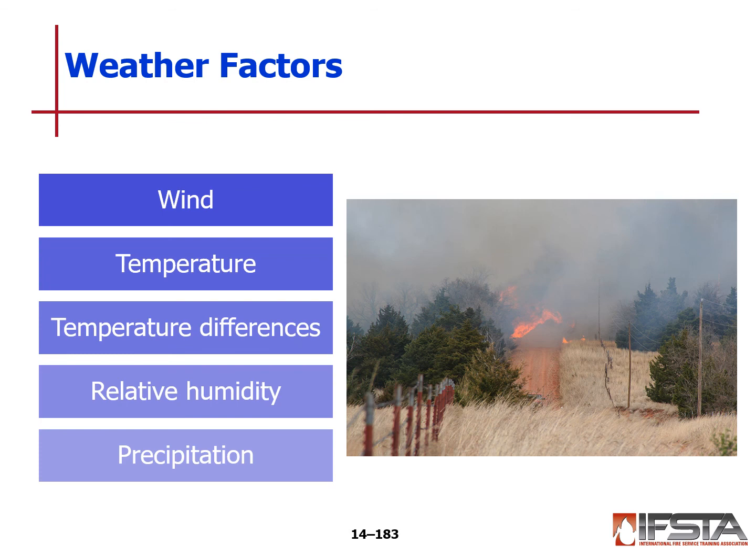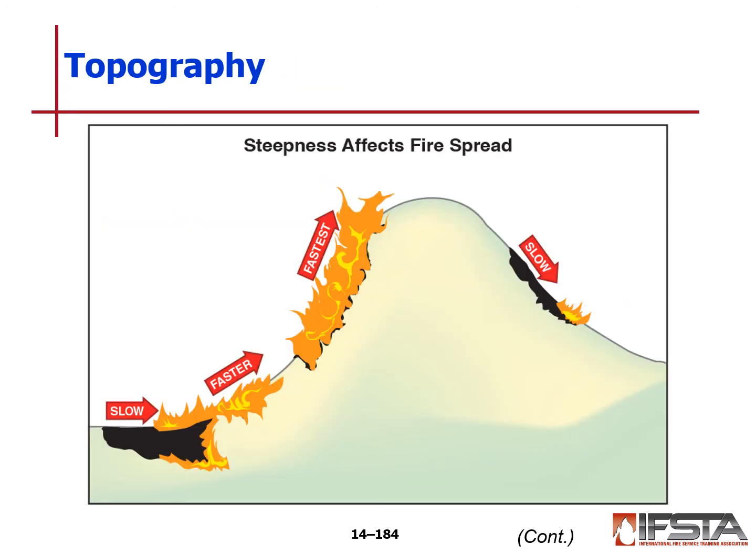Factors in the weather: one is wind. A wind-driven fire can be very violent. It can be very difficult to control. The temperature, when it's hot out and it's dry and the moisture content is easily dried out, the difference in those temperatures. Relative humidity, how much water vapor is in the air, and any precipitation.